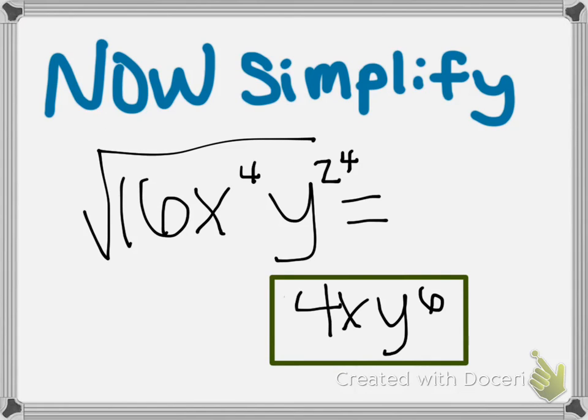Simplify the following problem. The square root of 16x to the fourth power, y to the 24th, gives you what? Find the greatest common factor, which in this case is 4. When you divide 16x by 4, you get 4x. When you divide the power of 4 by 4, it leaves you with 1. Y to the 24th power divided by 4 gives you y to the 6th power. By finding the greatest common factor of 4, we simplified the problem.